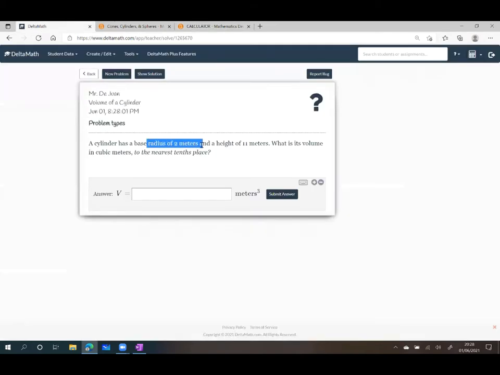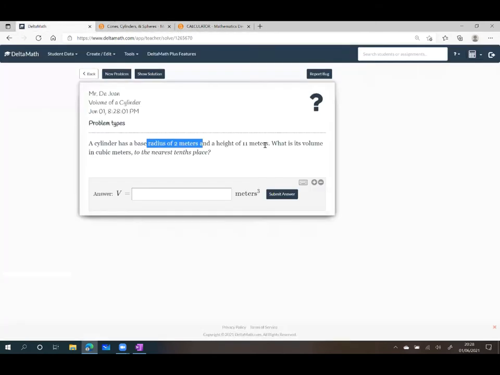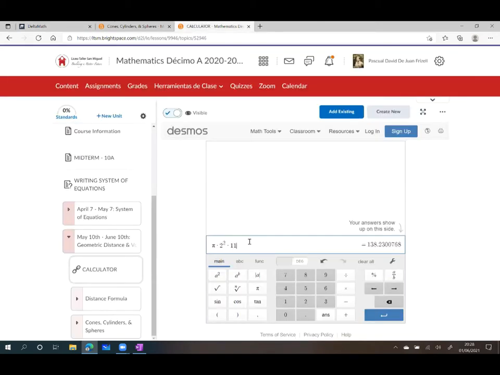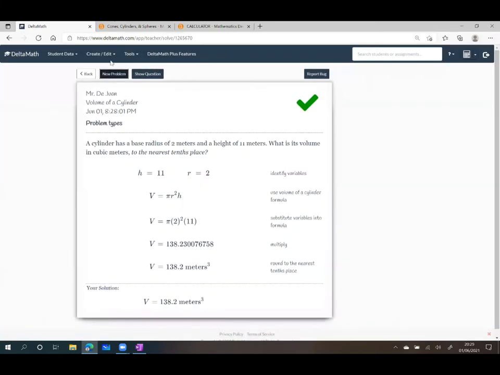Well, in this question, we're quite lucky. It's giving us the radius of 2. So 2 squared times the height, which is the height of the cylinder, and that number that is given is 11. When you type that in, you get an answer, and it's going to ask you in quite a few of these questions to round to the nearest tenth. In this example, we can round 0.23 to 0.2, as 0.23 is closer to 0.2 than it is to 0.3. That is the tenth of a decimal, so we can submit the answer and check.